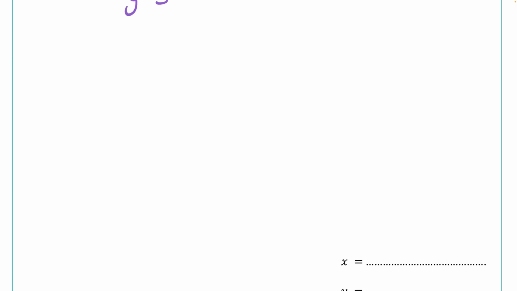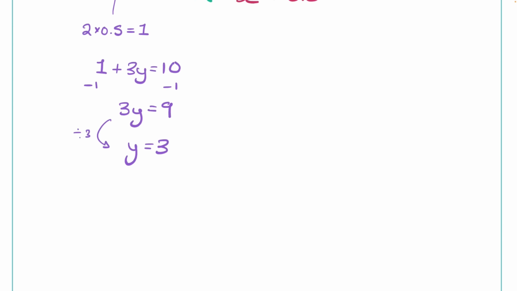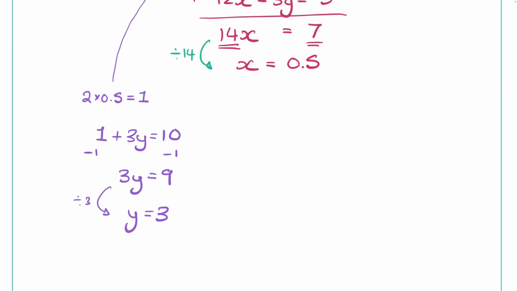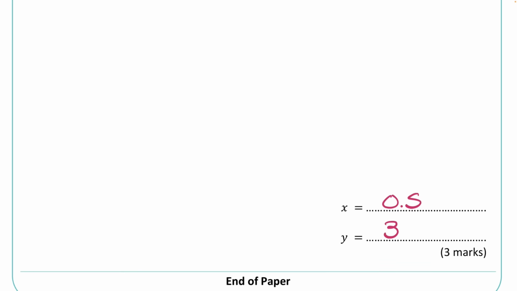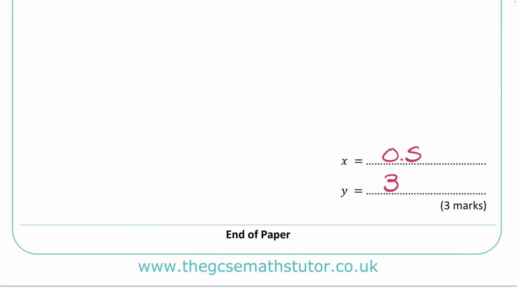We normally have some dotted lines down here, so x was equal to 0.5, y was equal to 3. Just double check that, x was 0.5, y was equal to 3. And there we go, there was our simultaneous equation, and that was the end of this paper.